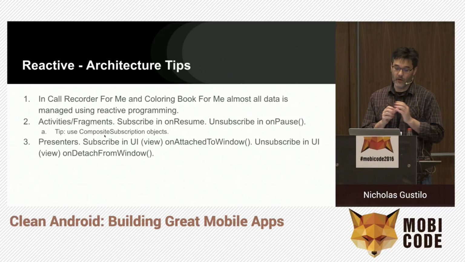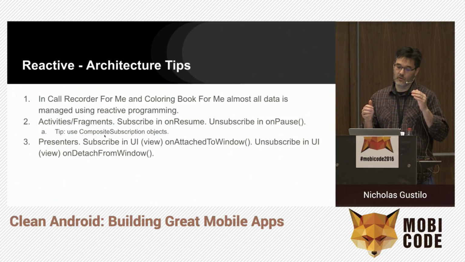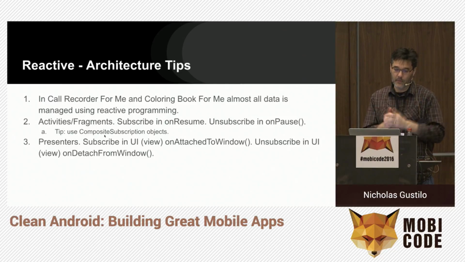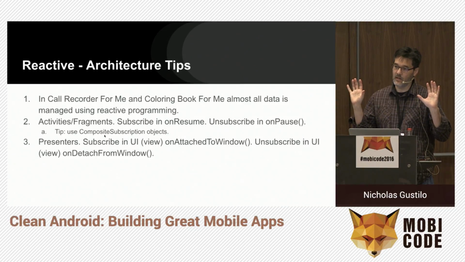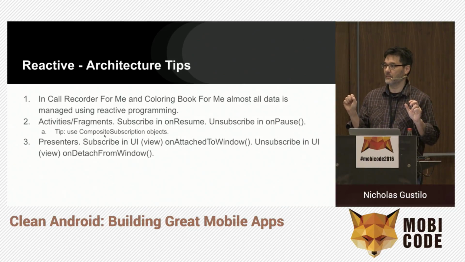First, in both Call Recorder for me and Coloring Book for me, pretty much all data, from shared preferences to how we communicate with servers, to how we pull stuff off of a database, to how we pull stuff off of disk, all uses reactive programming. We simply expose observables. That's what we do. This is pretty much a pattern we use on everything that's actually a data resource.